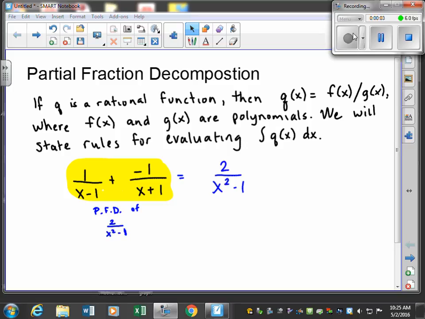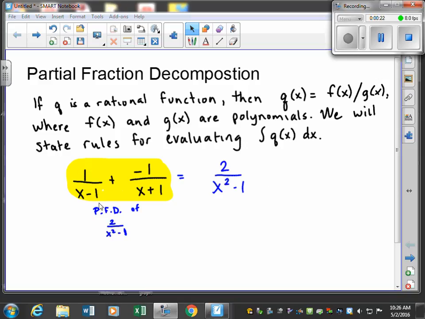Okay, partial fraction decomposition. So if q is a rational function, then q of x can be defined by f of x divided by g of x, where these are just polynomials. Alright, we will state rules for evaluating the integral of q of x dx, but first of all, let's just look at a little example.